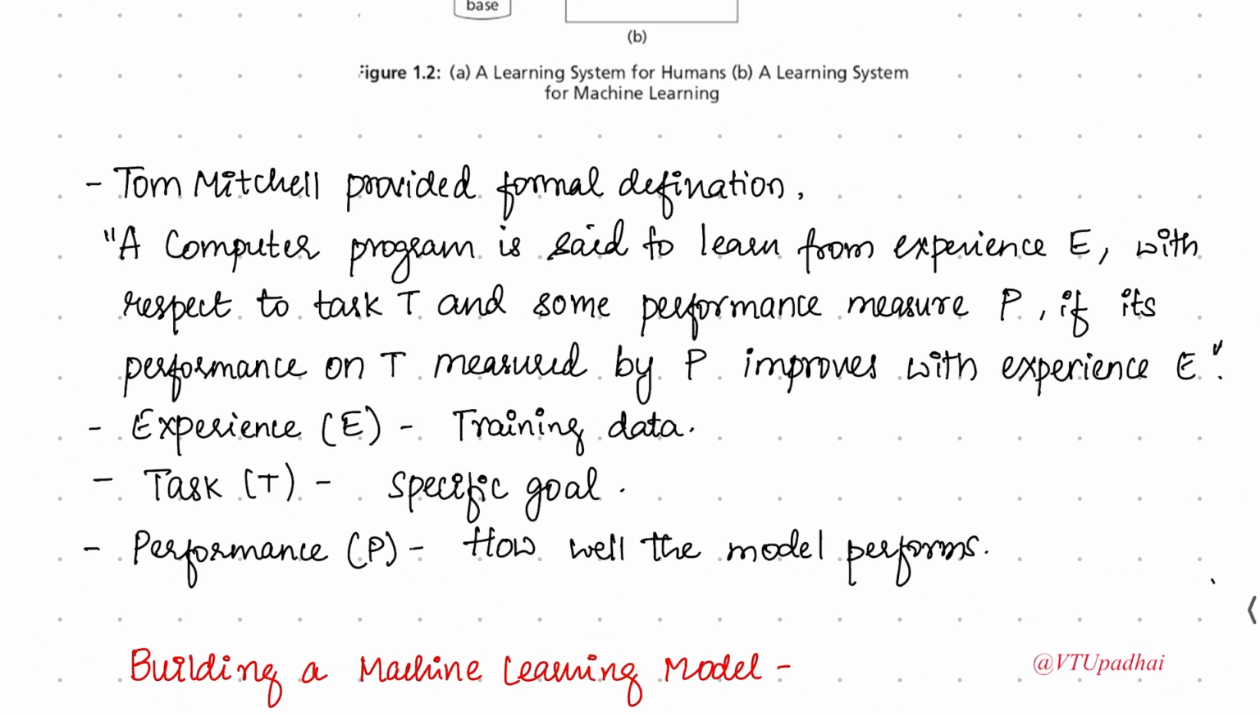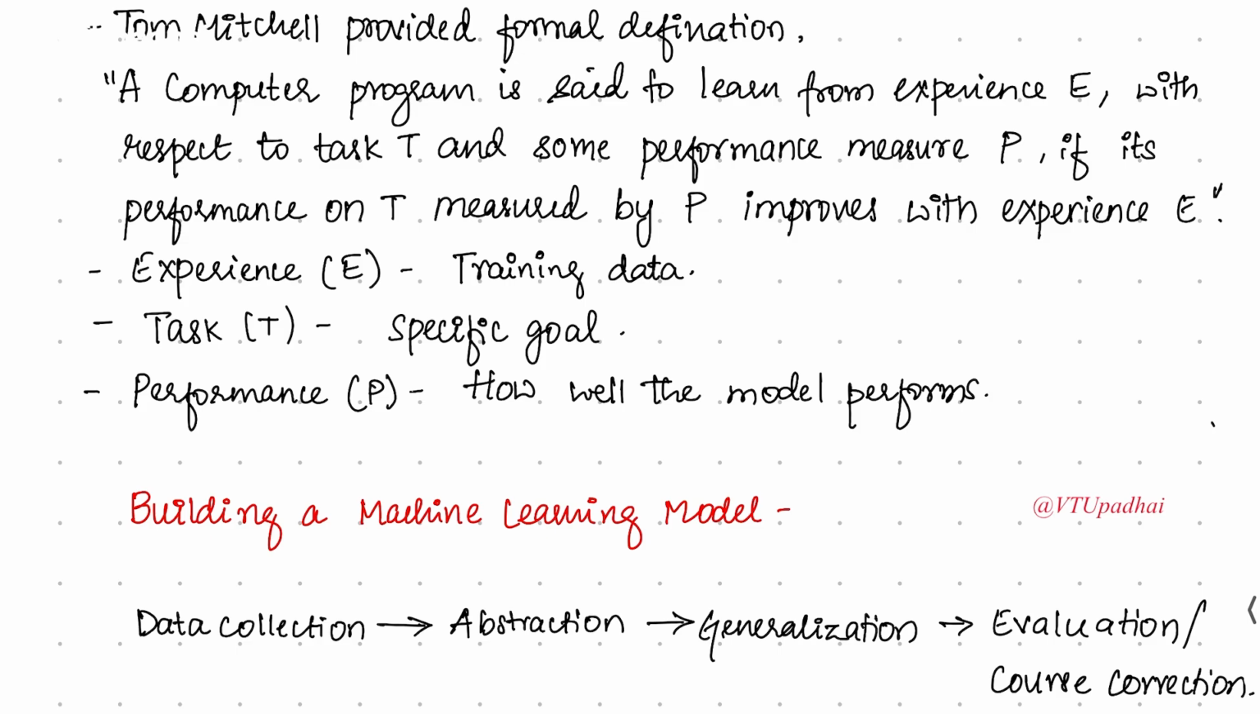Looking at the key concepts now, Tom Mitchell provided a formal definition for machine learning. A computer program is said to learn from experience E with respect to a task T and some performance measure P, if its performance on T, measured by P, improves with experience E. Let's understand this. Experience here means the training data, that is, labeled images for an image classifier or any other example. Next we have the task.